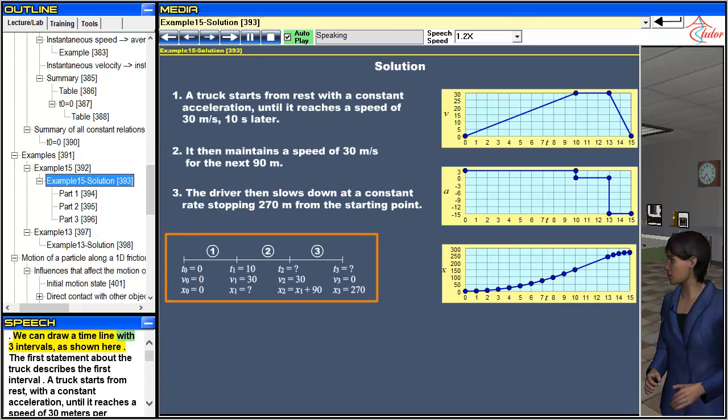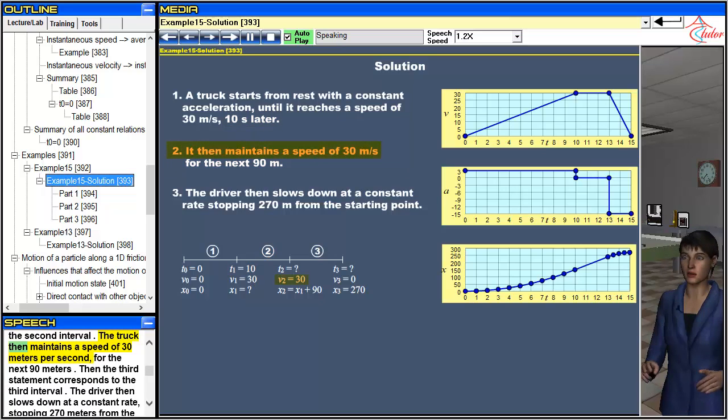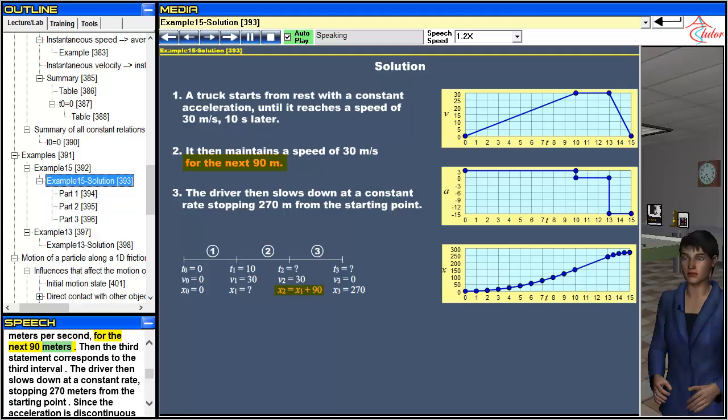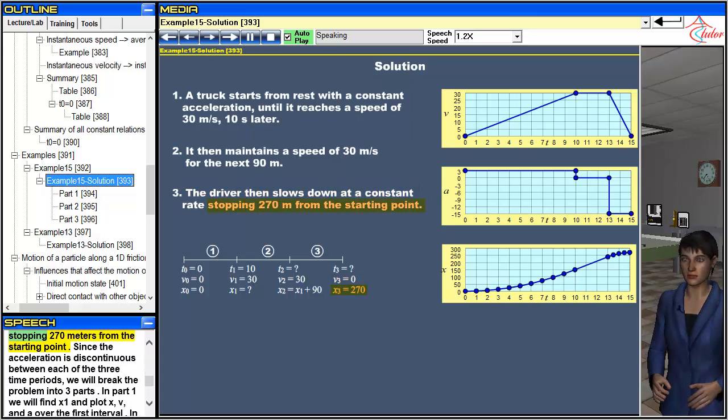We can draw a timeline with 3 intervals, as shown here. The first statement about the truck describes the first interval. A truck starts from rest with a constant acceleration, until it reaches a speed of 30 meters per second, 10 seconds later. The second statement describes the second interval. The truck then maintains a speed of 30 meters per second for the next 90 meters. Then the third statement corresponds to the third interval. The driver then slows down at a constant rate, stopping 270 meters from the starting point.